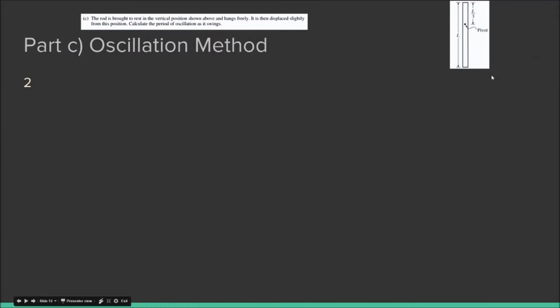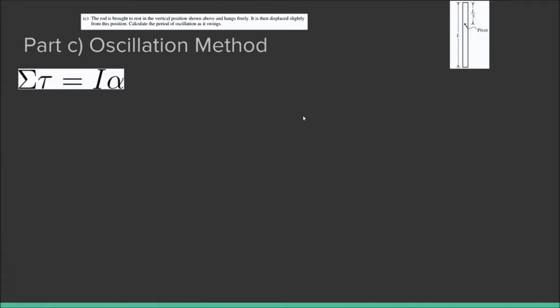Alright, now here's how I would have solved this problem on the AP exam. I think this is a little longer, a little bit more intuitive using your knowledge of simple harmonic motion. Alright, so we start off by saying that the net torque acting on the rod during its fall, or its rotation, is equal to its inertia times its rotational acceleration.